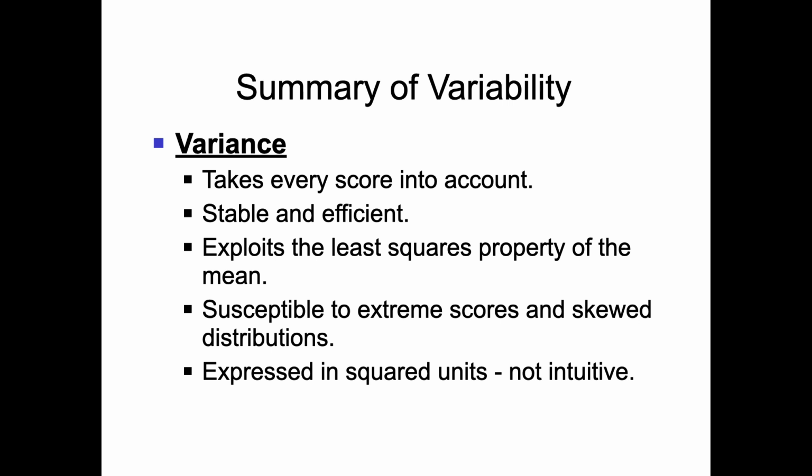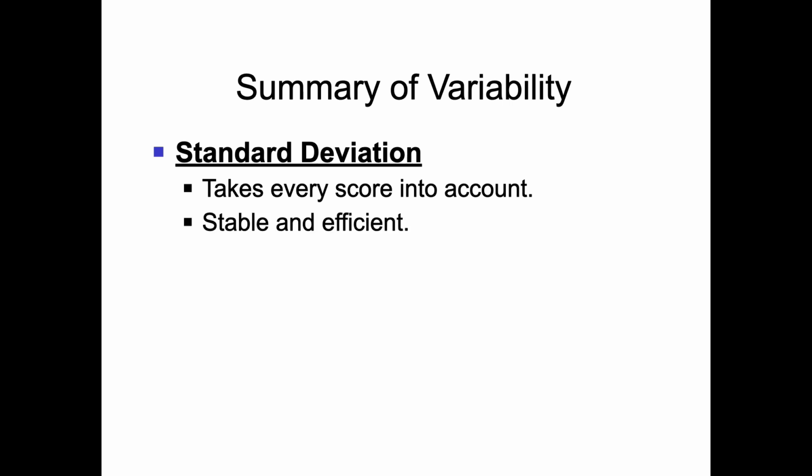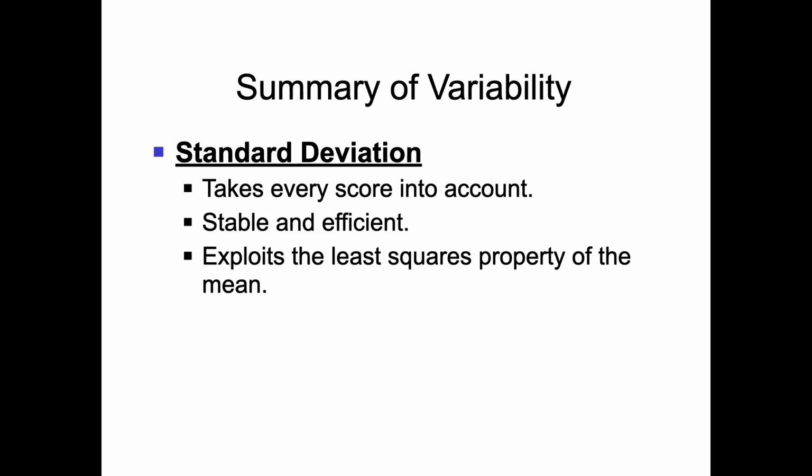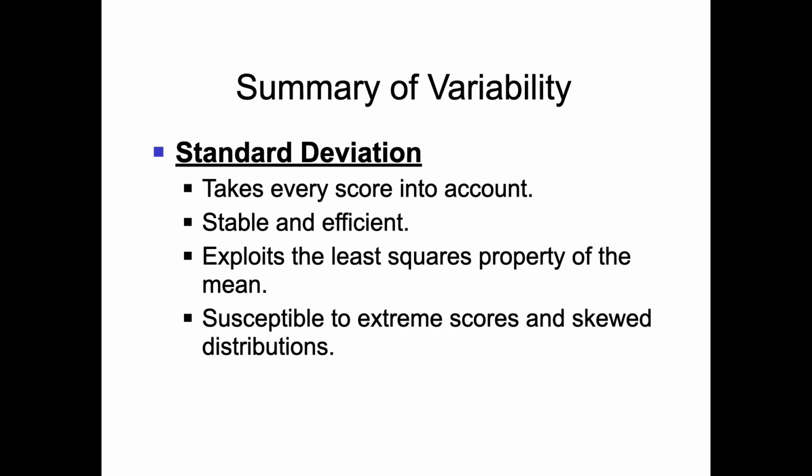The variance is important because we'll use it when calculating certain advanced statistics. But the one that's easier for people to comprehend is the standard deviation. People just take the square root of the variance and get the standard deviation, which again takes every score into account, is stable and efficient, and exploits the least squares property of the mean. It's still somewhat susceptible to extreme scores and skewed distributions, but the units are not squared units. You can add above and below the mean to figure out about how much the scores deviate from the mean. So we like the standard deviation as a measure of variability. It's our preferred one that we'll talk about the most in this class.